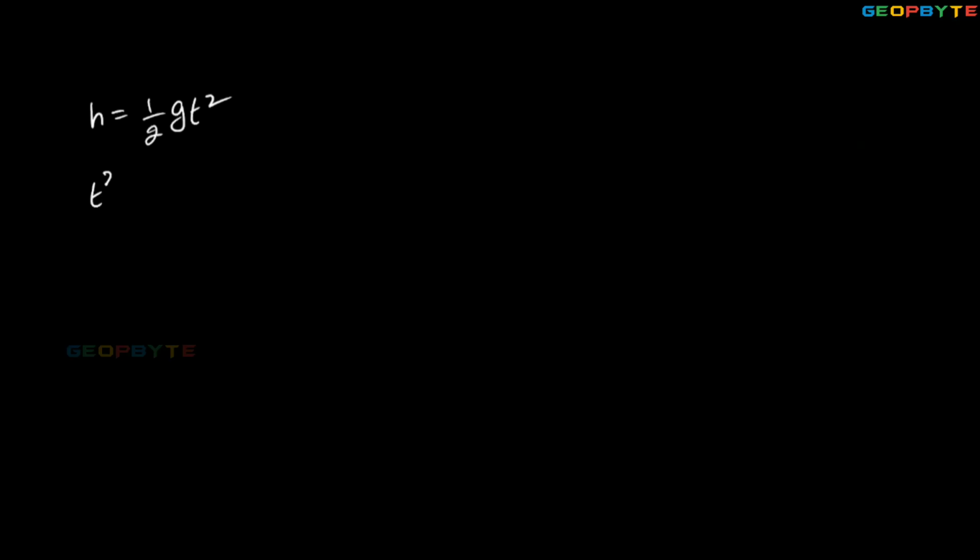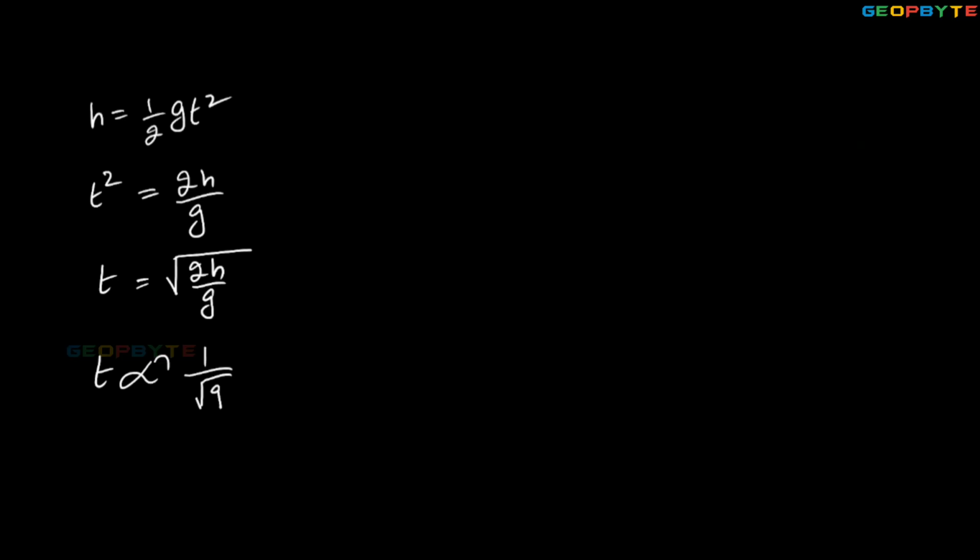From this I can write that t square equals 2h by g, or t equals root over 2h by g, or t is directly proportional to 1 by root g. Because h remains constant.